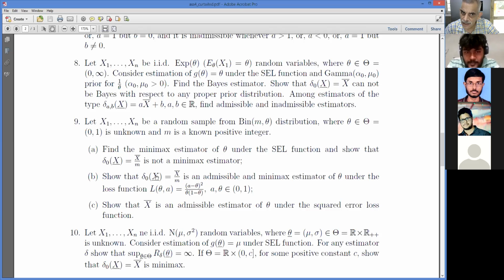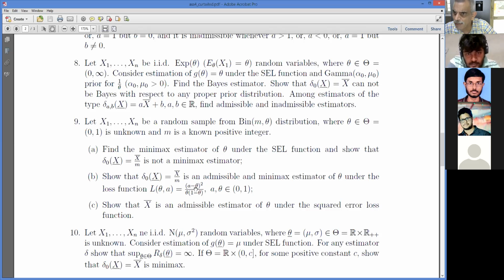You have proved delta naught is admissible under this loss function, right? Is that okay? You have to prove that X bar by M is admissible under this loss function. You have to prove that X bar is admissible under (A minus theta) whole square. First of all, understand the common sense. Just apply the common sense. When you talk about admissibility, it is only comparison of the classical risk, right? So if I multiply the classical risk by some constant throughout, the admissibility under the loss function should not change.